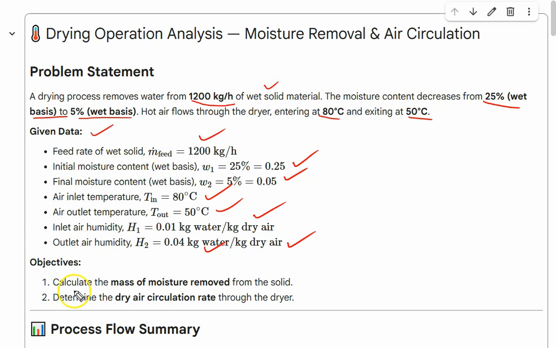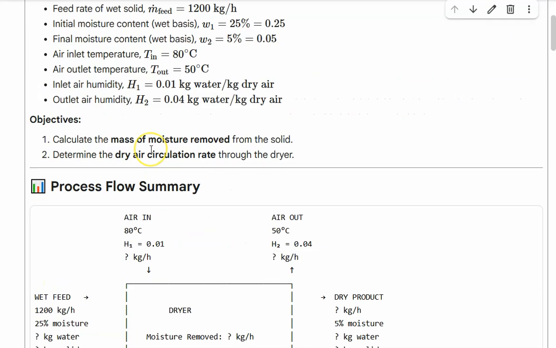Now here are the two objectives. We have to calculate the mass of moisture removed from the solid, and second, determine the dry air circulation rate through the dryer. Now here is the process flow diagram.